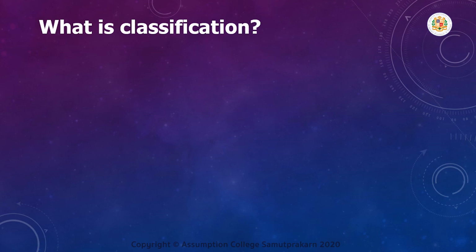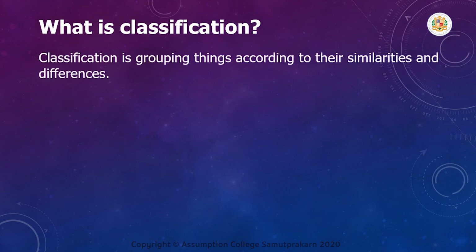This is our new topic. What is a classification? What is classification in Thai? It is in the vocab that I also gave you. Classification is grouping things according to their similarities and differences. Similarity means something has the same size, same shape, same color. We call it similarity. Similarity means same, similar. And differences means something is not the same.